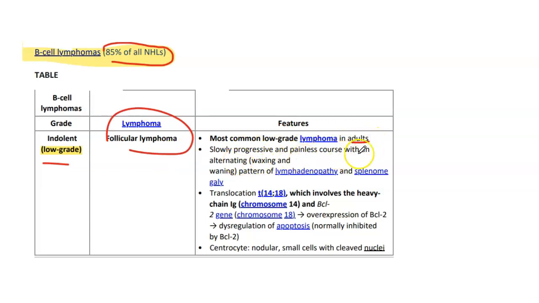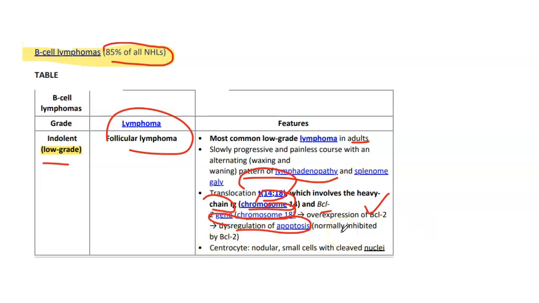It has a slowly progressive and painless course with an alternating pattern of lymphadenopathy and splenomegaly, and the translocation is 14-18, which involves the heavy chain Ig gene present on chromosome 14 and the BCL2 gene, which is present on chromosome 18. So overexpression of BCL2 occurs in this case, with dysregulation of apoptosis normally inhibited by BCL2.